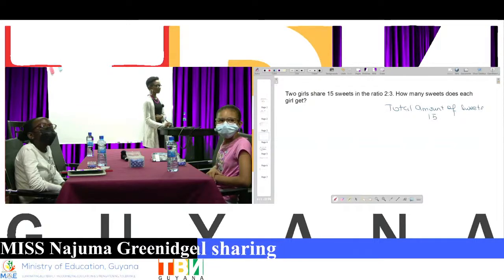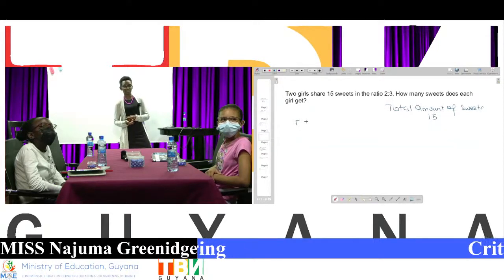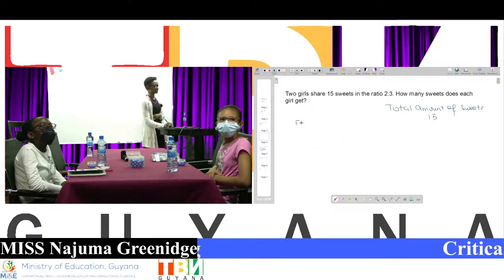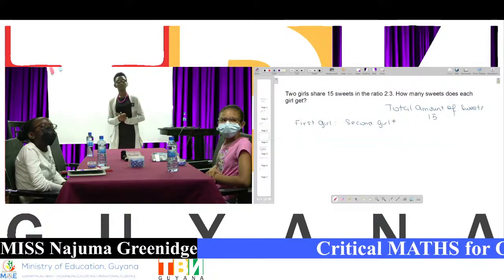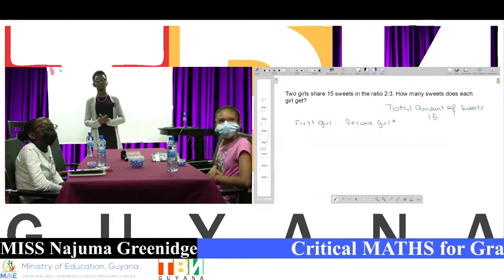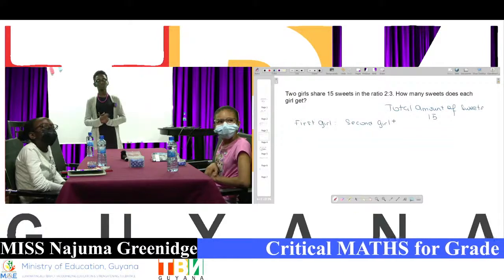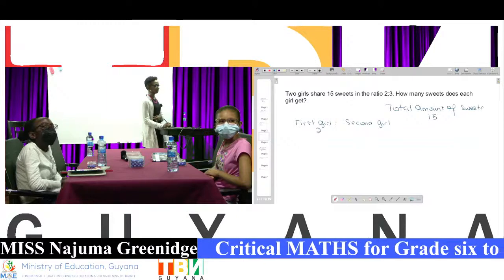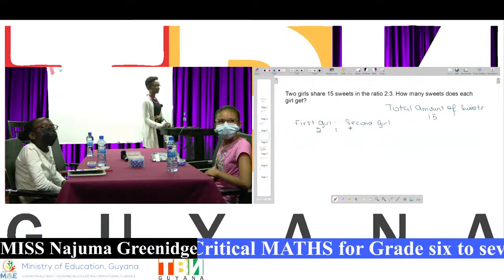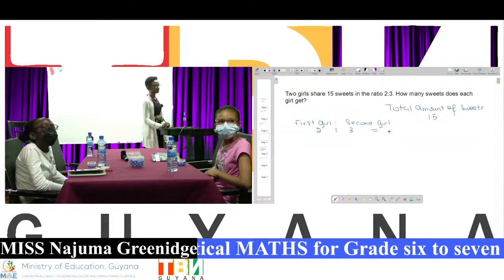So we can have the first girl, because we do not know the names of the girls, to the second girl. What's the ratio of the first girl to the second girl? 2 to 3. So the first girl is getting 2 shares, and the second girl is getting 3 shares. So what's the total shares here?